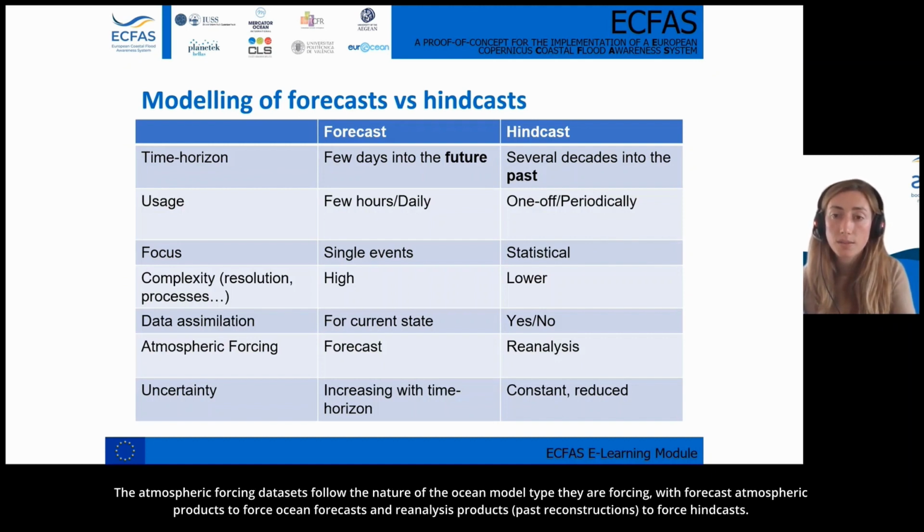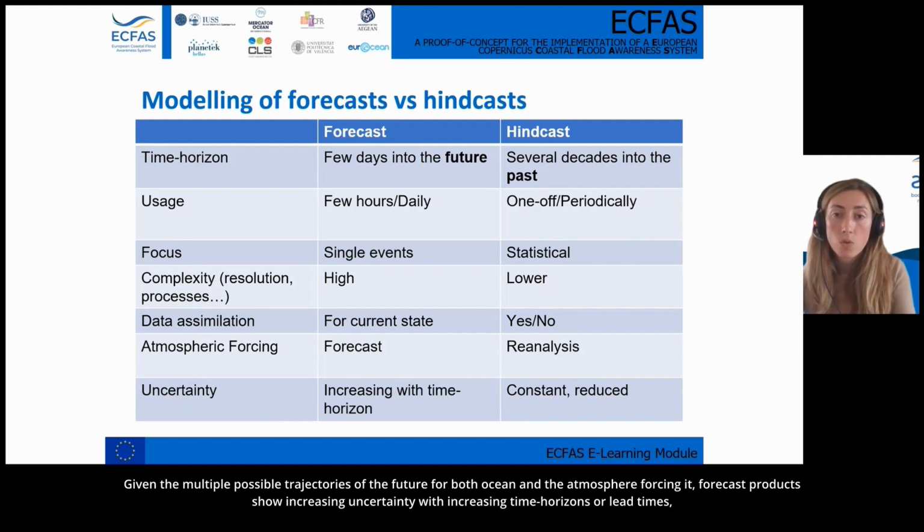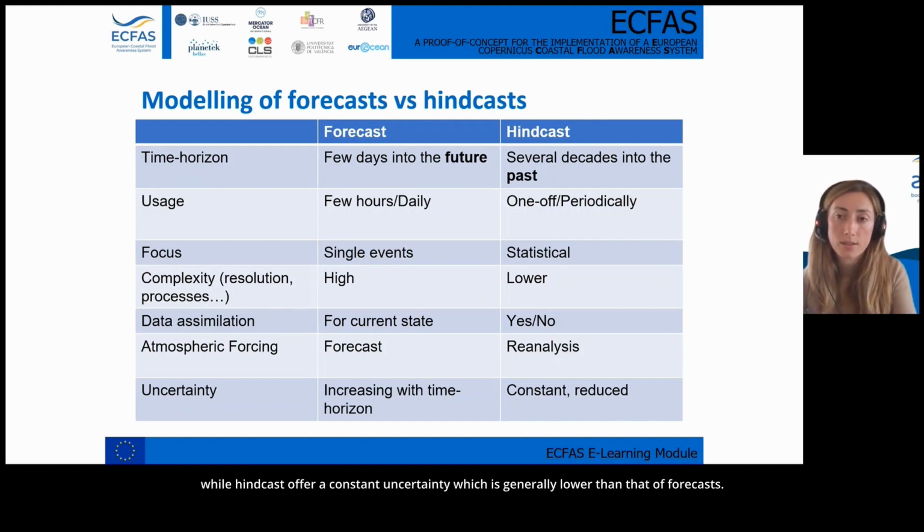The atmospheric forcing datasets follow the nature of the ocean model type they are forcing, with forecast atmospheric products to force ocean forecasts and reanalysis products, that is also past reconstructions of the weather, to force hindcast models. Given the multiple possible trajectories of the near future for both ocean and atmosphere, forecast products show increasing uncertainty with increasing time horizons or lead times, while hindcasts offer a constant uncertainty, which is generally lower than that of the forecasts.